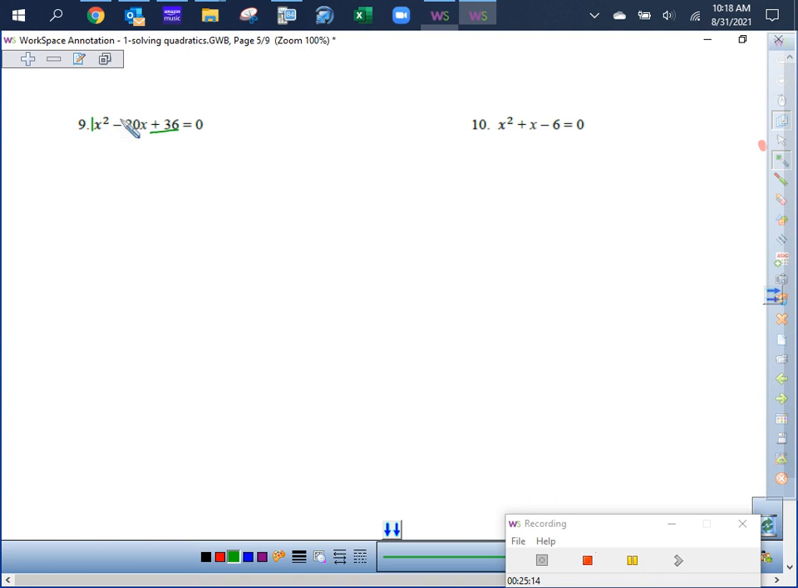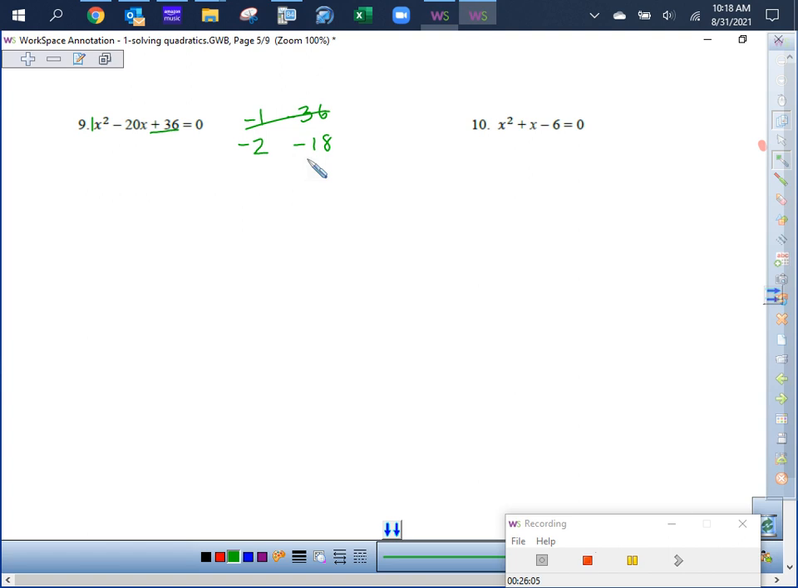So let's go through. I want to make a list. 1 and 36, but they're both negative. Do those add up to be negative 20? So I'm done with those. 2 and 18, both of them negative. Do they add up to be negative 20? Bingo, right? There's no excuse that says I can't find the two numbers.